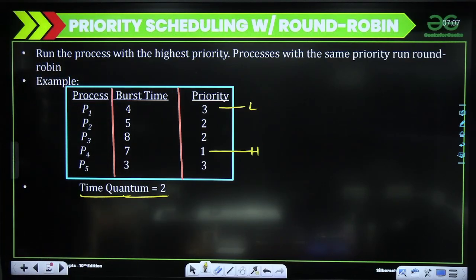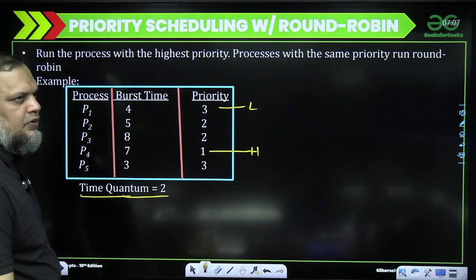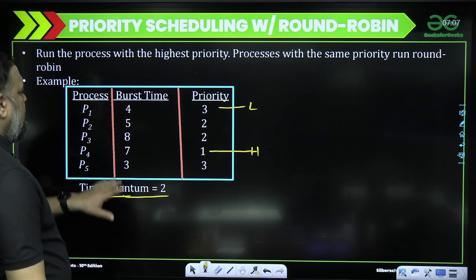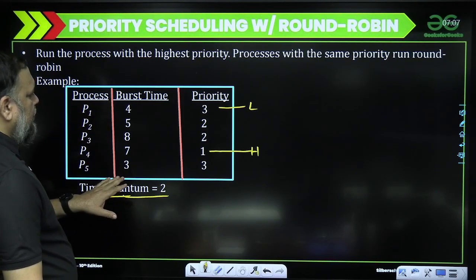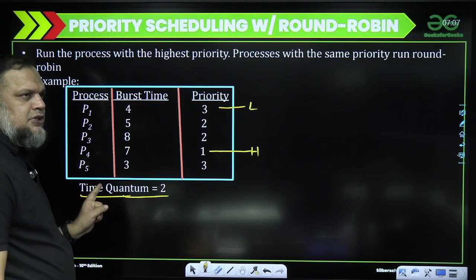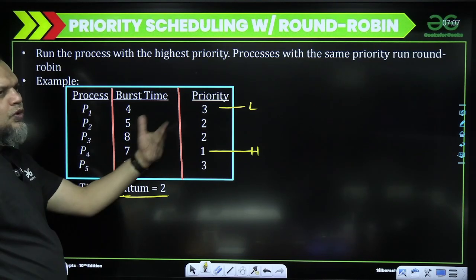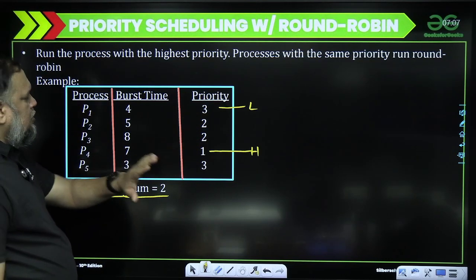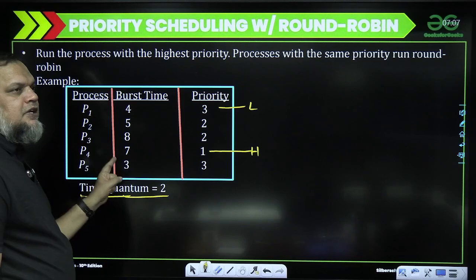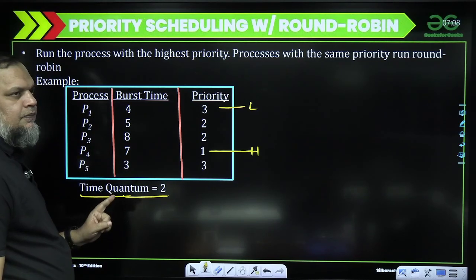So here you can see, this is an example taken from the Galvin textbook. Alright. So the arrival times are 0. So essentially which process should start first? First P4 should start because that is the highest priority, and there is no other process with the same priority one. So P4 is going to run and complete non-preemptively for 7 units.